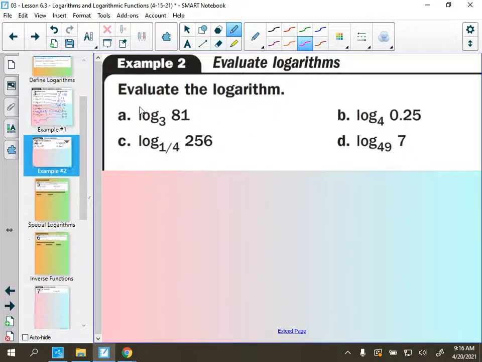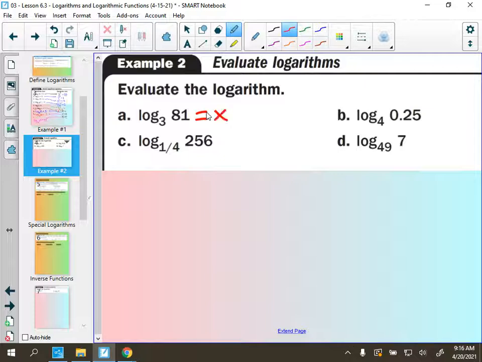Now it's saying evaluate the logarithm. So no calculators yet. I know that most people have probably seen the word log on the calculator. It's there. We'll get to that portion of this. For right now, when it says evaluate the logarithm, I want to know exactly, what does log base 3 of 81 equal? So initially, what does this equal?